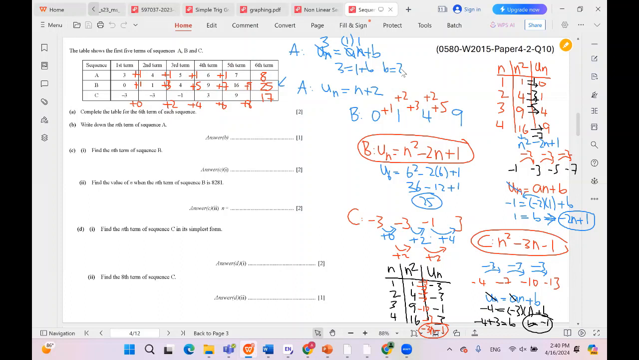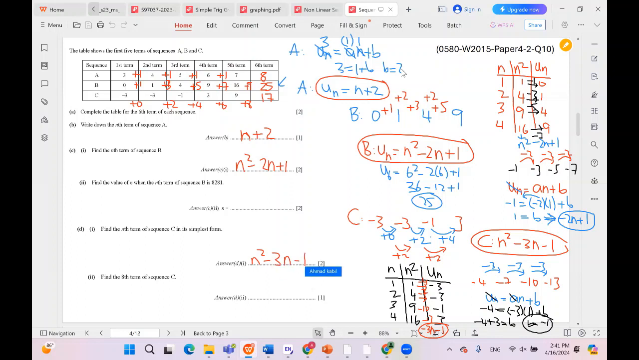So doing this actually solves half of the problem because we are asked to find the nth term in each sequence. So the nth term of sequence A has already been obtained. It's n plus 2. So we can immediately write this down. And for sequence B, the nth term is n squared minus 2n plus 1. And for sequence C, the nth term is n squared minus 3n minus 1.